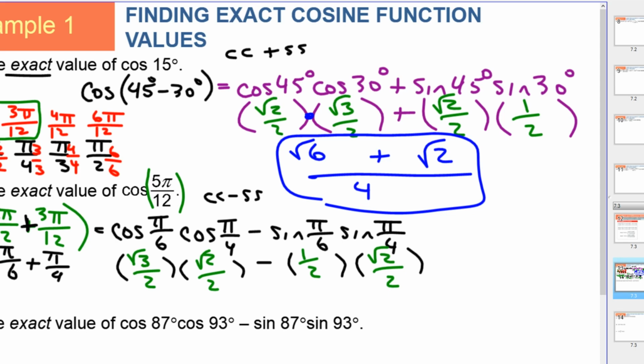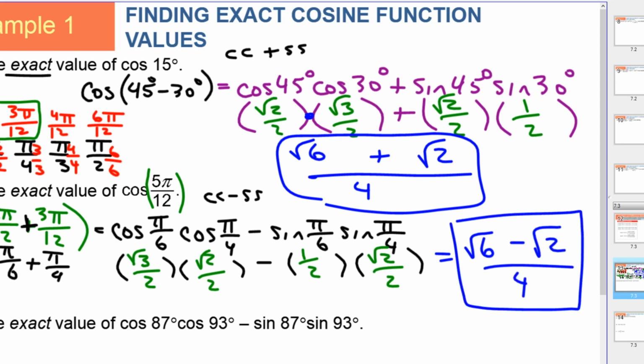So put that all together. You're going to see a square root of 6 over 4. And you're going to see a 1 times square root of 2 is square root of 2 over 4. I would skip a step and say this is going to be square root of 6 minus square root of 2 all over 4. Exactly. Don't pull out your calculator. I don't want to know the calculator number.